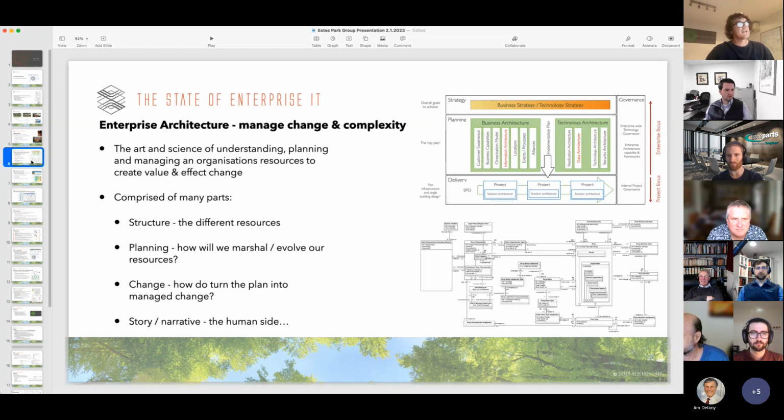And of course, in architecture land, we have a lot of artifacts, methods and tools to try and control that chaos, and it's kind of an art and a science, which makes it really interesting. It's really about marshalling these resources for change. We often use this metaphor of city planning: you start at a higher planning level, strategy, then planning, then delivery.